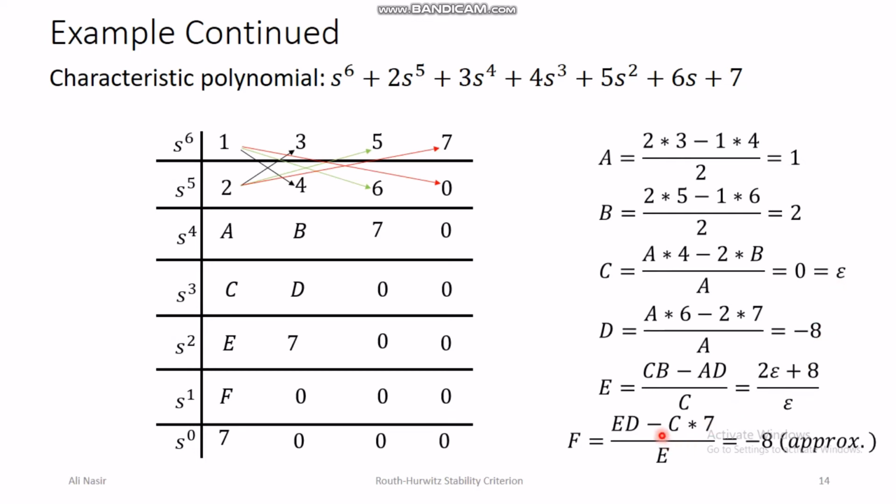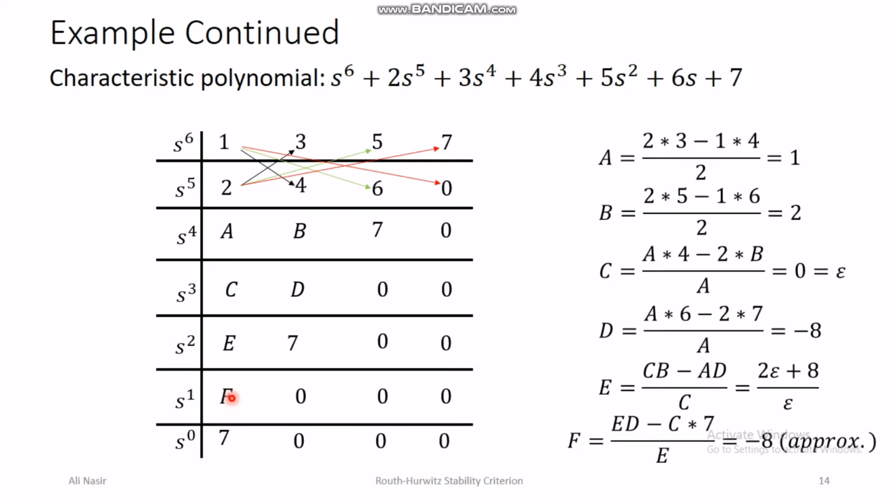E also becomes negative. So E will become negative and F will become positive. So in this case, C and E both will be negative. So there will be a sign change from A to C, and then there will be no sign change from C to E, and then there will be a second sign change from E to F, because F will then become positive.